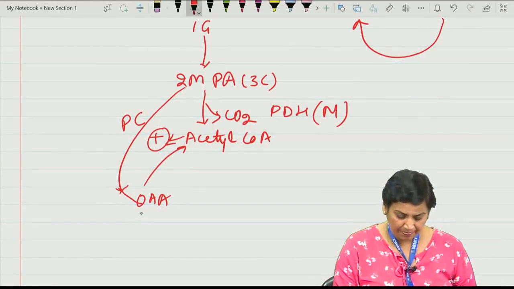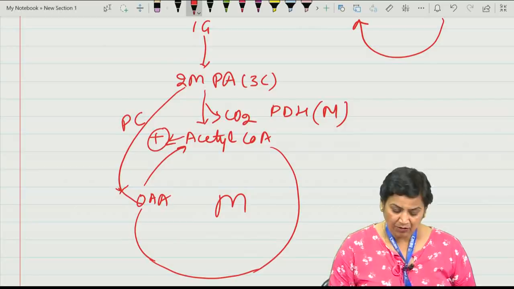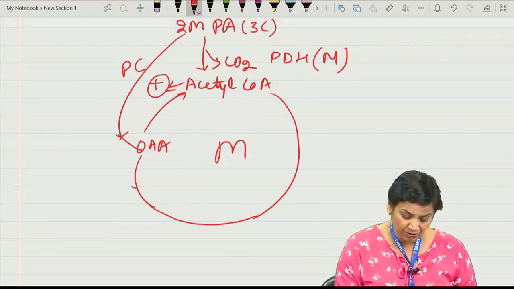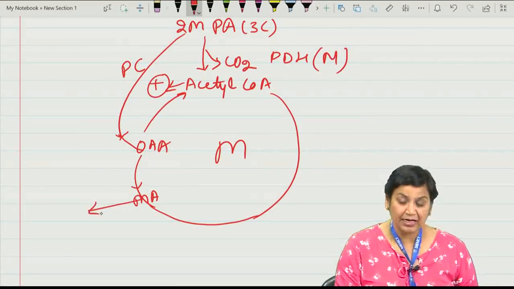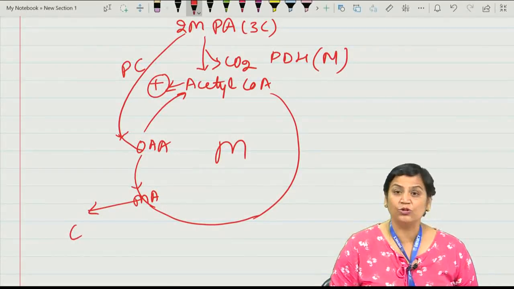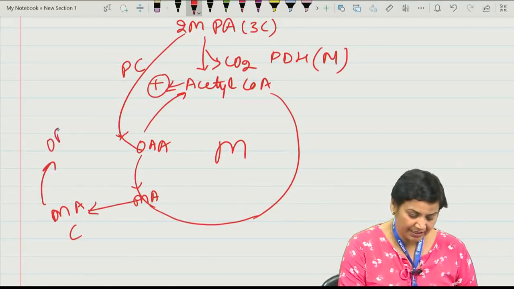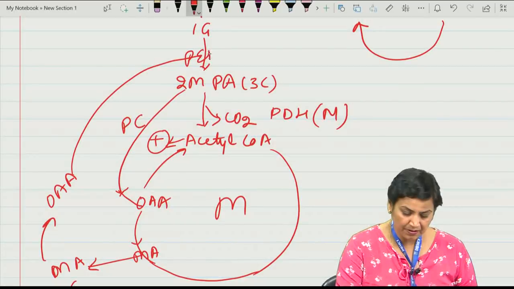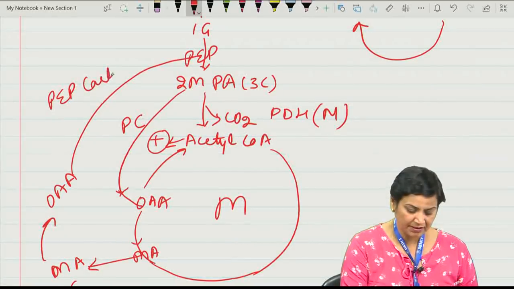Now what happens is, this is occurring in the mitochondria. This is the TCA cycle. Now this oxaloacetic acid is impermeable to the mitochondrial membrane. It will be converted to malic acid first. This malic acid is permeable. It will enter from the mitochondria to the cytoplasm, where it will again get converted into oxaloacetic acid, and this oxaloacetic acid will finally be converted to PEP in the presence of the enzyme PEP carboxykinase.